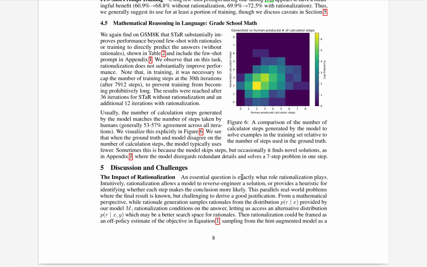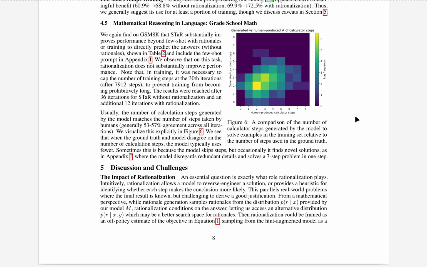5. Discussion and challenges: the impact of rationalization. An essential question is exactly what role rationalization plays. Intuitively, rationalization allows a model to reverse engineer a solution or provides a heuristic for identifying whether each step makes the conclusion more likely. This parallels real-world problems where the final result is known, but it is challenging to derive a good justification.